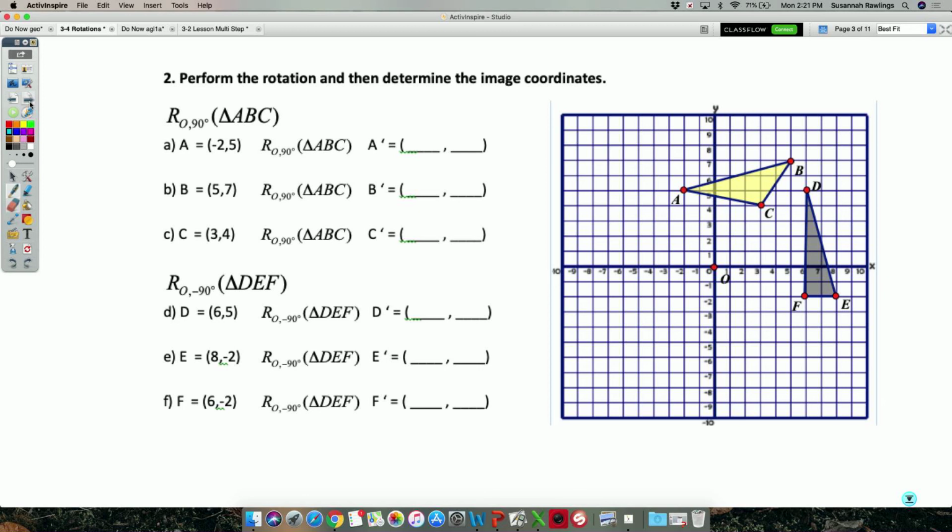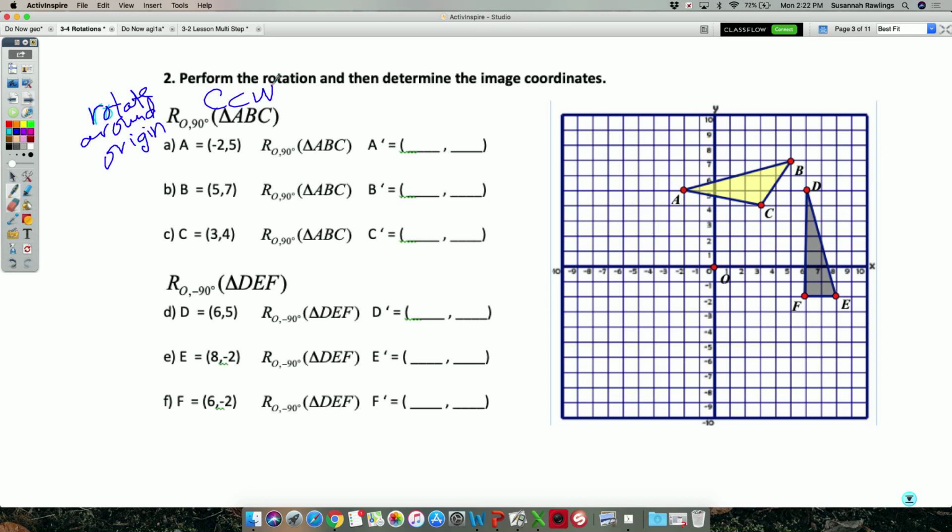Okay. So look at our first example here. This is a rotation around point O, which is the origin. So all of these we're going to be rotating around the origin. And this is a positive 90, so what direction does that tell me? Counterclockwise. Good. So hopefully you'll get to the point where it's really quick like that.